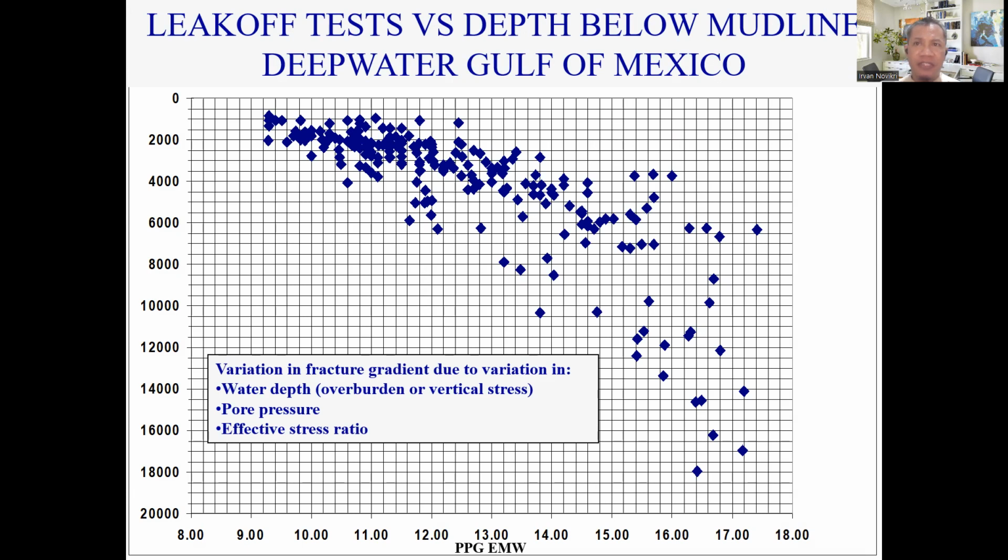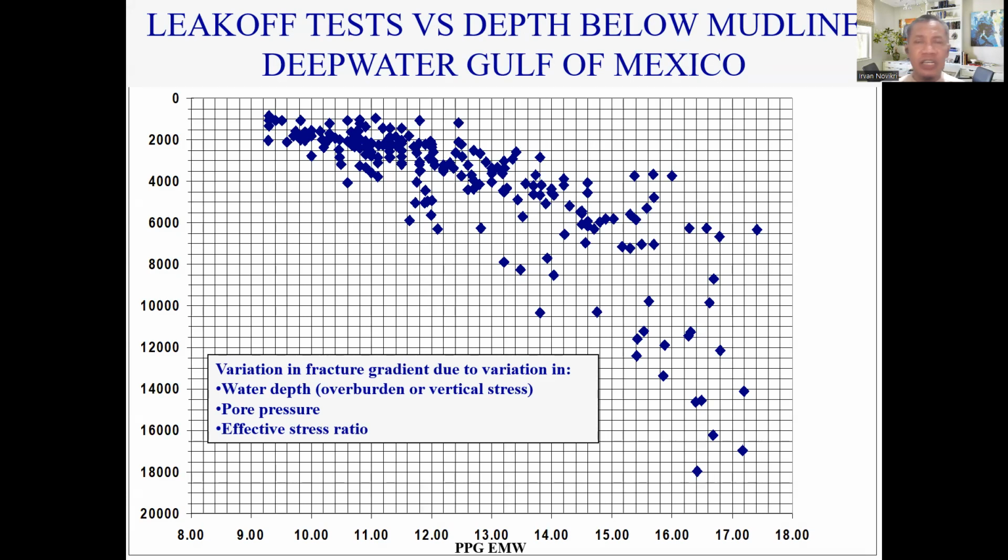The purpose of the study is to investigate the relationship between leak-off test, which measures the pressure at which fluid leaks into surrounding rock formation during the drilling operation, and the depth below the mud line. This analysis helps us understand how factors like water depth, pore pressure, and effective stress ratio affect the fracture gradient, which is important for safe drilling operation.